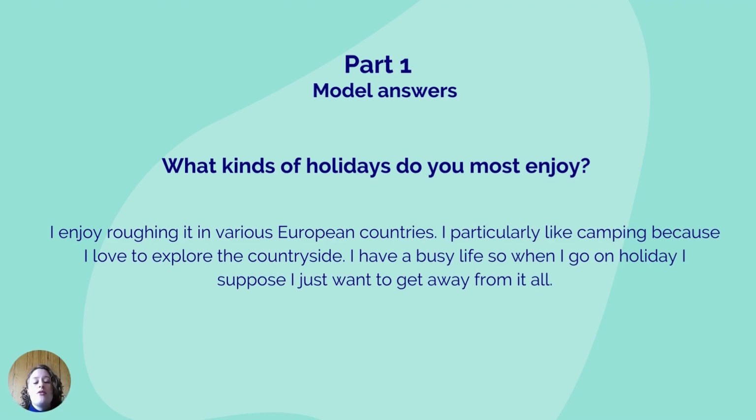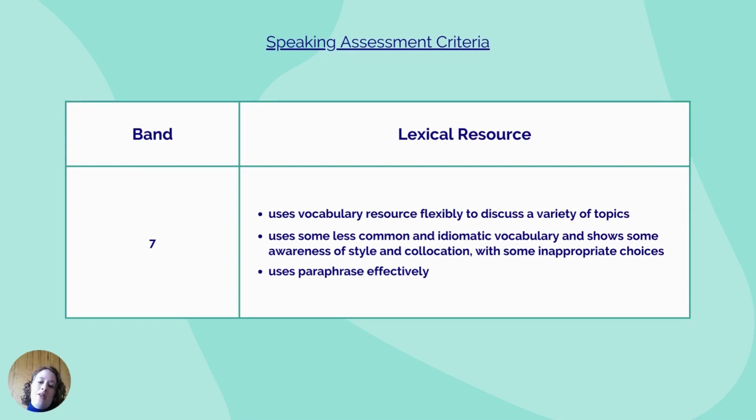As I mentioned, one of the marking criterion is lexical resource, or the candidate's vocabulary and how well they use it. So, how do you think we can improve this answer? Here is the marking criteria for a Band 7 answer regarding lexical resource. As you can see, you can make some inappropriate word choices, but you should be able to use vocabulary flexibly and use some less common idiomatic vocabulary. You can find all the marking criteria on the IELTS website.